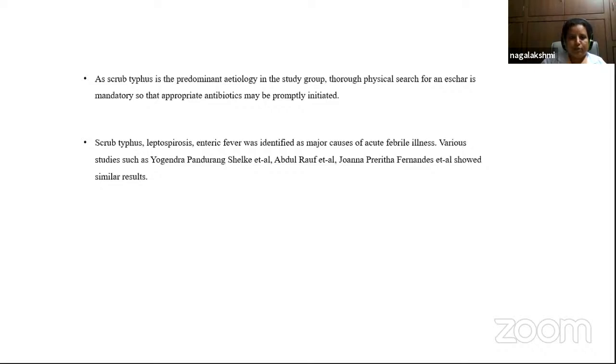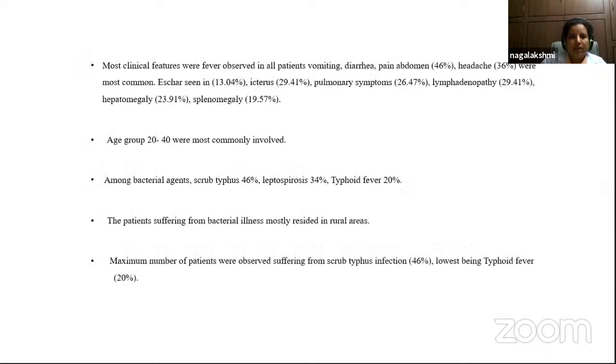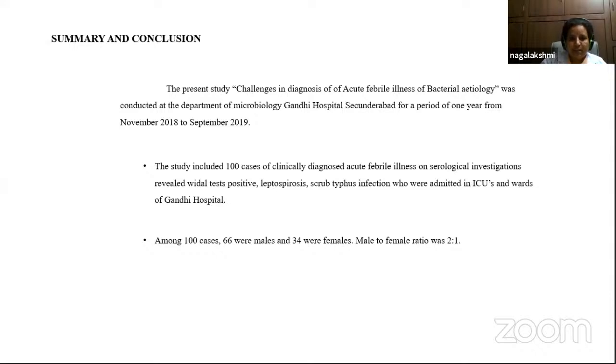Streptococcus, leptospirosis, and enteric fever were identified as major causes of acute febrile illness. Various studies, Yogendra Panduranga Shelke et al., Rock et al., Joanna Prerita Fernandez et al., showed similar results. Summary and conclusion: the present study on challenges in the diagnosis of acute febrile illness, conducted in the Department of Microbiology, Gandhi Hospital, for a period of 1 year, showed most commonly leptospirosis infection, Streptococcus infection, and viral test positive, out of which 66 were males and 34 were females.